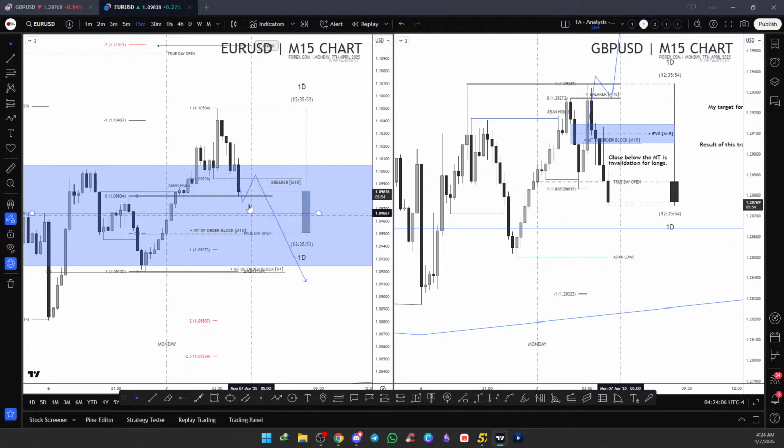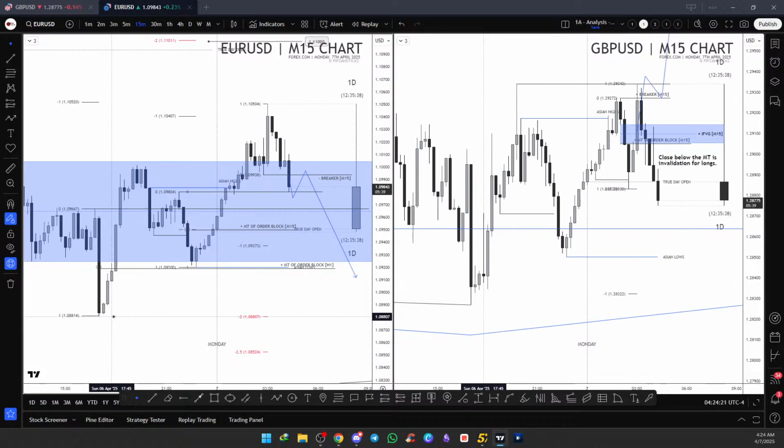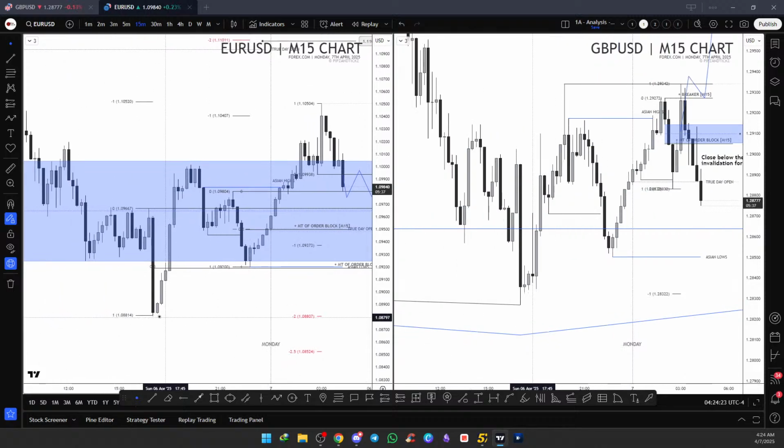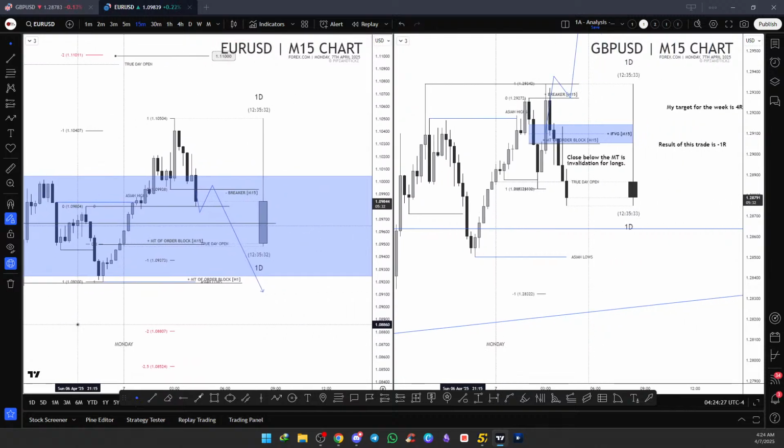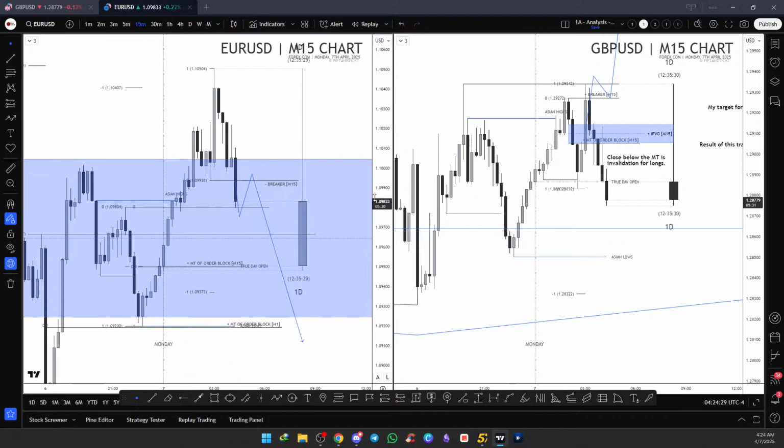So I need a clear candle close below this level for me to look for a short, and I'll be entering only at this breaker here. My stop loss will be at this level, and I'll be targeting 1.088007, which aligns with the previous low here, 1.08814.